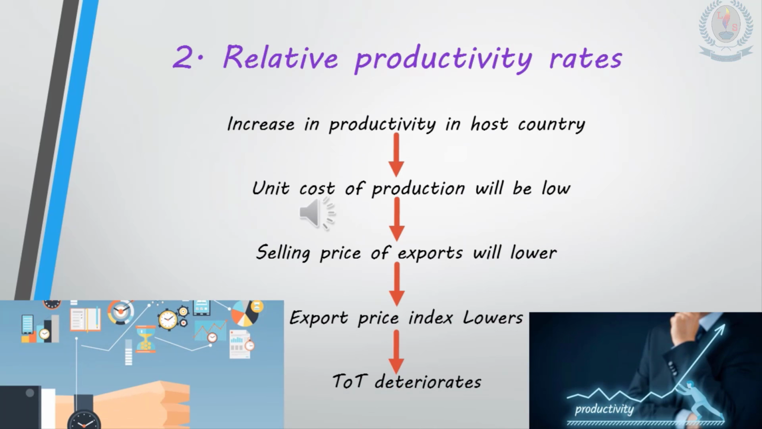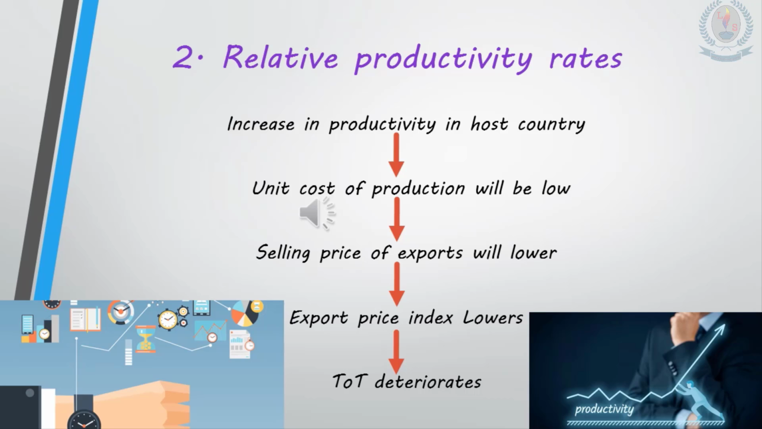Another factor which affects terms of trade is the relative productivity rates. An increase in productivity always reduces cost. That is a fact. So if our country's productivity increases relative to other countries, we will be able to produce at a lower cost than our trading partners. So the price of our exports will be lower. When the export prices come down, the export price index will also reduce.